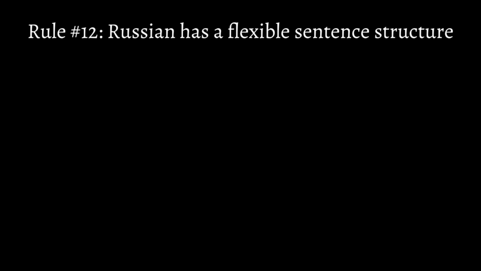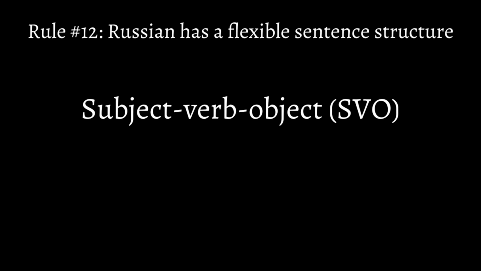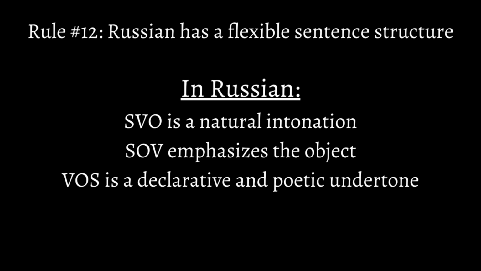The 12th thing you should know is that Russian has a flexible sentence structure. The usual structure in English is subject-verb-object, or SVO. In Russian, it is possible to change the order of the words without changing the meaning too much, but a bit of context can still change the meaning. For instance, SVO in Russian is a natural intonation, SOV emphasizes the object, and VOS is a declarative and poetic undertone.